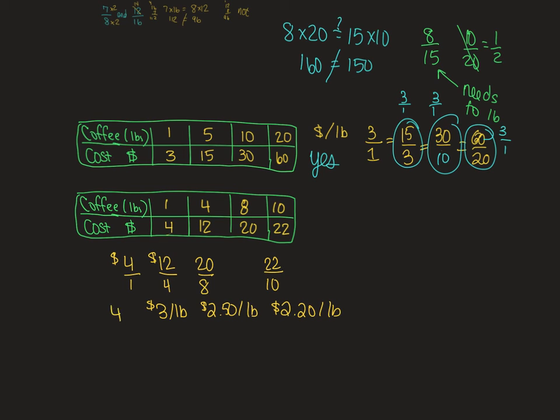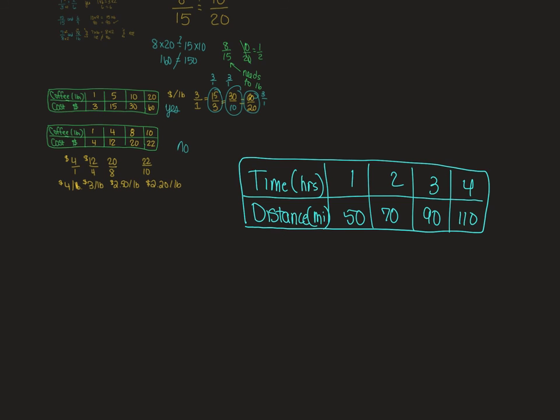So you can tell that this company, the more you buy, they're giving a discount for buying in bulk. So this guy is not proportionate, not a proportional relationship, because each of these fractions did not equal the same thing. All right, here's your second question of the video. Look at this table and determine if it's proportional or not, and explain using a sentence why you're saying yes or why you're saying no.